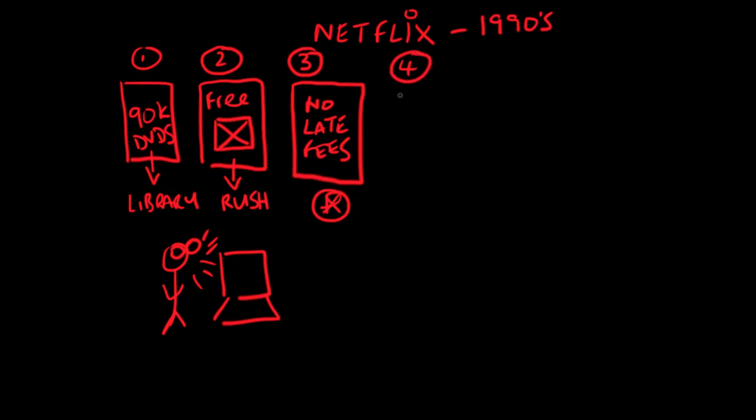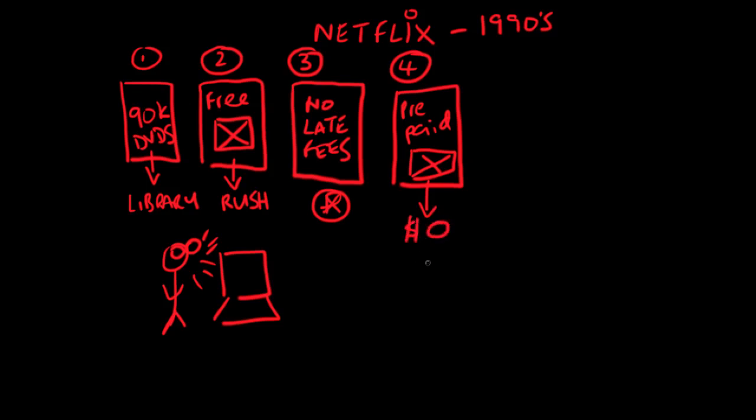Next step in the idea would be, once a customer has watched a video, we're going to give them a prepaid envelope, and they can mail back that video to us for zero cost. And once we get that video back, we are going to send them out the next DVD in their list.